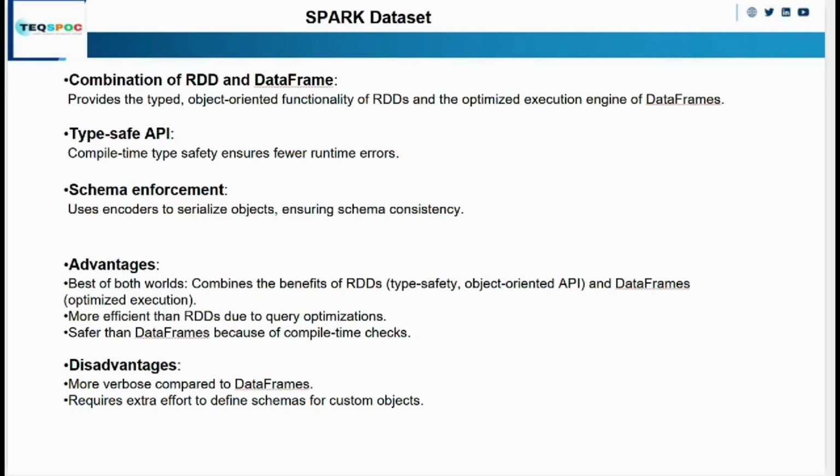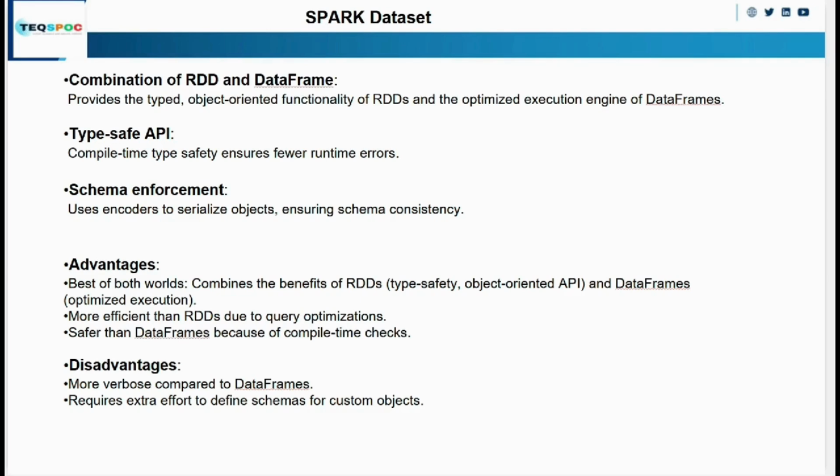It uses encoders to serialize objects, ensuring schema consistency. In the case of DataFrame API, we had to define the schema with the data types. But in the case of Dataset, we don't have to define a schema; we can create a class, or a case class for Scala, and simply use an instance of that object as the schema. These are very specific to Scala, so I'm not going to discuss the technical nitty-gritties of how a case class works and how you can convert that to a schema. And these are the reasons why the Dataset API is not supported in Python, but is only there in Scala and Java.